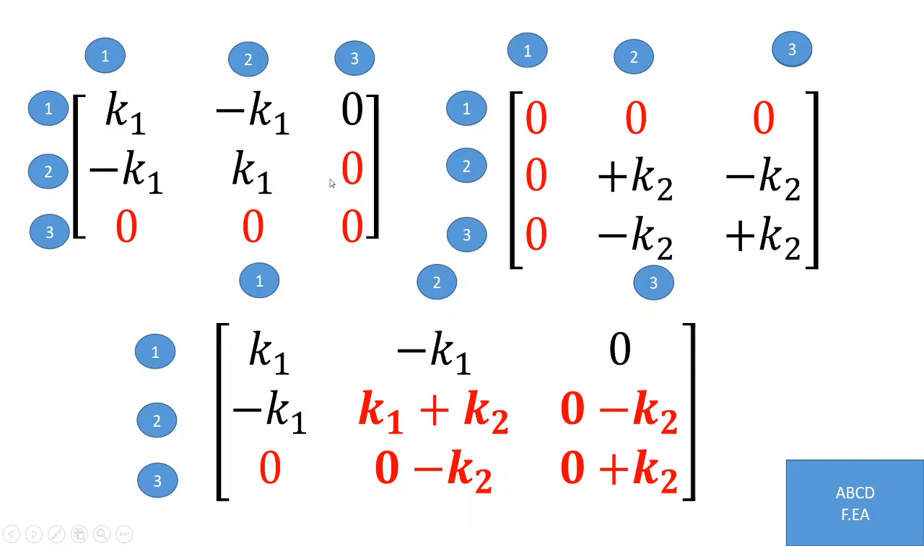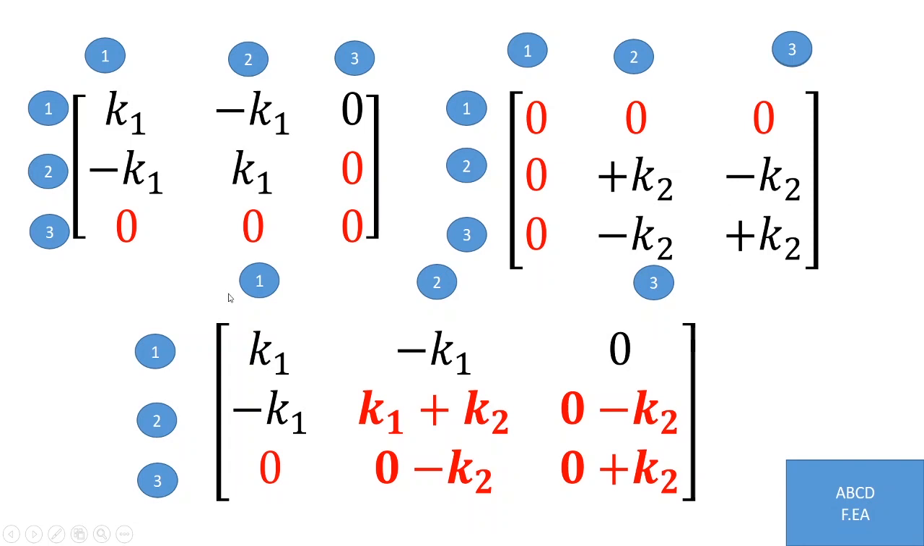Now similarly we will add all the terms, 0, minus K2, then this will add to this. Last time I will repeat. See, elements with similar row and column designation will add. This will add to this, will add to this, will add to this. Similarly, this will add to this, will add to this. It goes like that. So we will finally get the stiffness matrix.